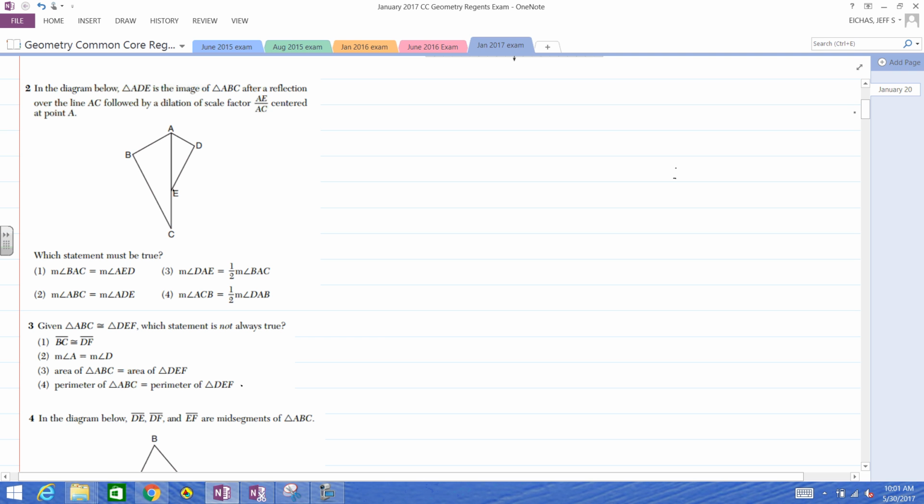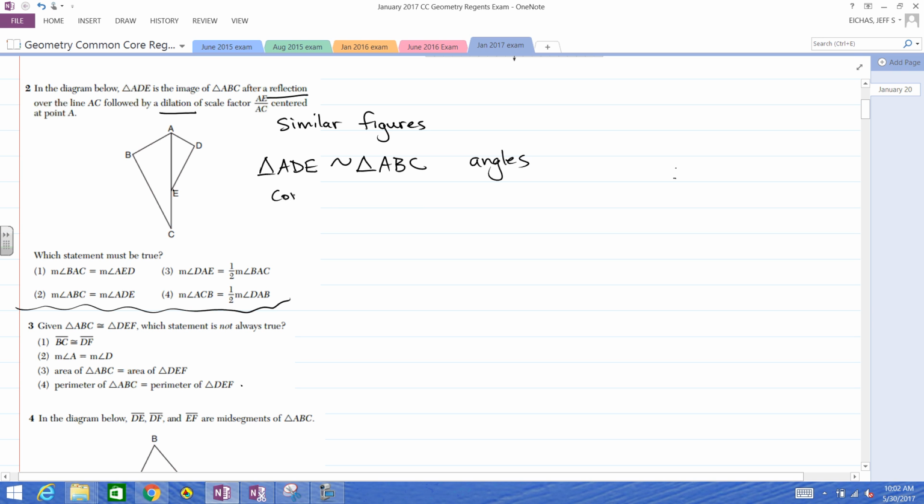Okay. All right, dilation and reflection. Okay, so basically what we're looking at here is we have similar figures. Okay, so triangle ADE is going to be similar to triangle ABC. Now, if you look at your choices down here, okay, it's all to do with angles. Okay, so corresponding angles are congruent is what they're looking for. Because you have similar figures.